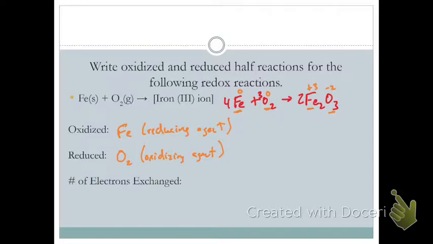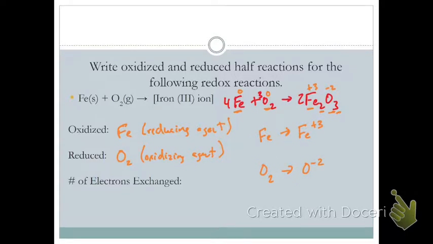Let's do our half reaction. So we got iron going to Fe3+, and then we have oxygen going to O2-. Even though they have 2 and 3 here, I'm not including them. I'm just focusing on the actual ion that it's going to. All right, so let's balance the oxidation half reaction.